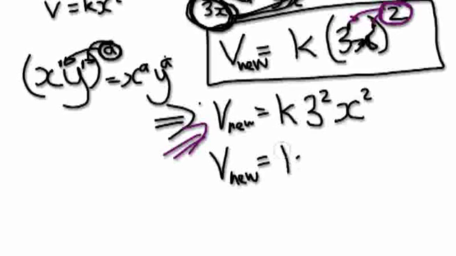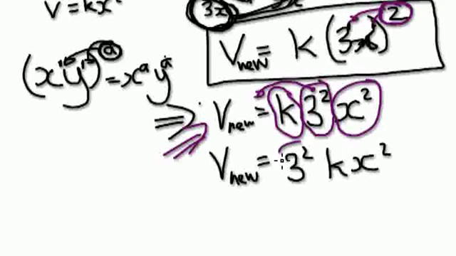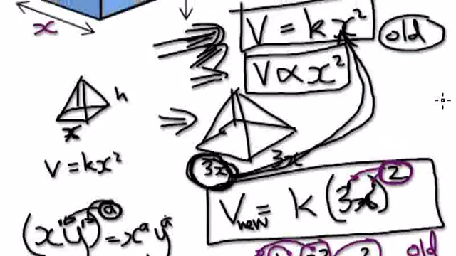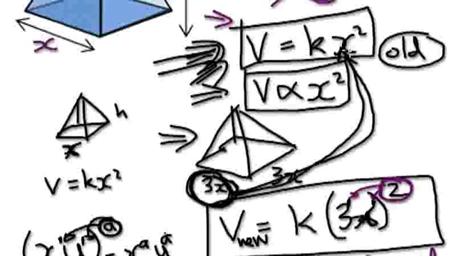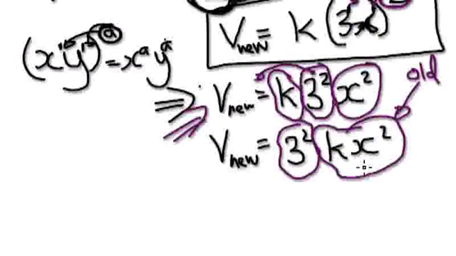equals, well, at the moment you've got this thing times this thing times this thing. Let's move this in front. So it will be this 3 squared kx squared, and so really you've got this thing times this thing here, and you notice that this thing here is our old. Because look at this, our old volume here is V equals kx squared. That's our old volume here. So now our new volume is 9 times the old volume here.